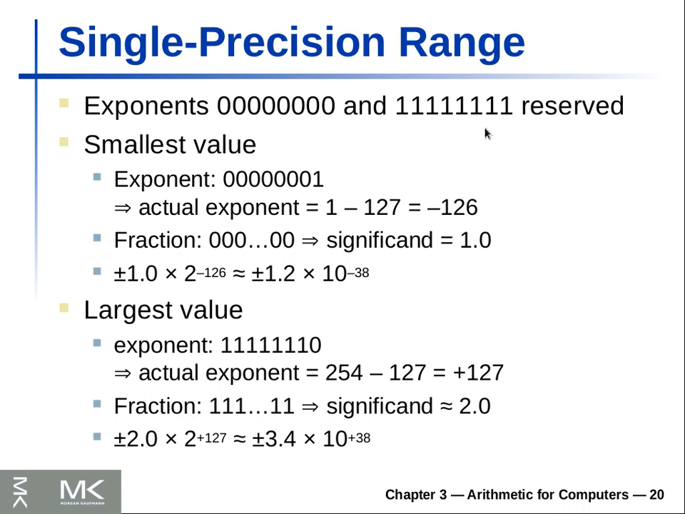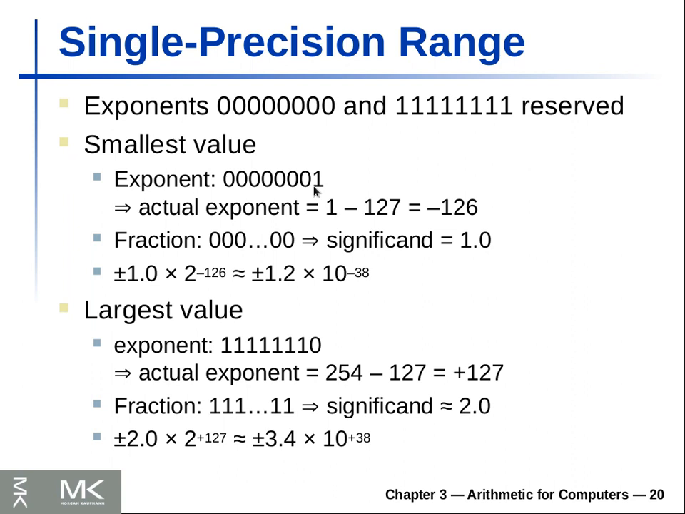Exponents of all zeros and all ones are reserved. So usually that's reserved for a very special case. They're not going to tell you, but usually it's if you're trying to represent 0 or if you're trying to represent infinity. Once the number gets too big, it just says it's infinity, and then, oh well, so much for floating point. It's too big.